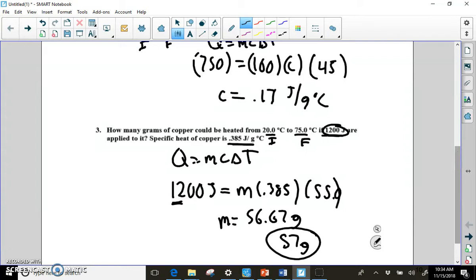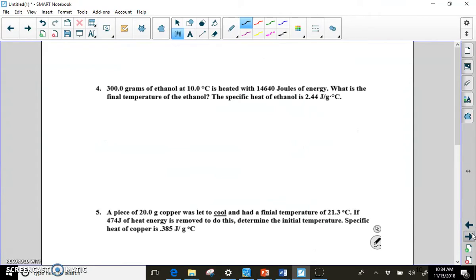Okay, I know I went really quickly through those. This is basically plugging and chugging into a formula, which is why I went pretty quickly. Things to remember: sig figs matter and units matter. Make sure the units match. Now we're getting to the problems that are a little bit harder because you have to solve for change in temperature. It says 30 grams of ethanol at 10 degrees is heated with 14,640 joules of heat. What is the final temperature of ethanol?